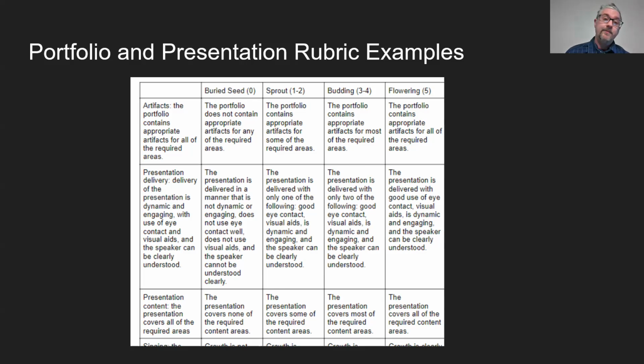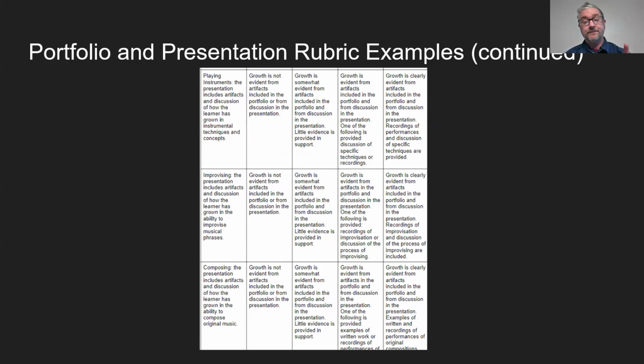Okay, so this is an example of some of the standards-based categories that I've put in. Playing instruments. The presentation includes artifacts and discussion on how the learner has grown in instrumental techniques and concepts. If you look over on the highest achievement side, the growth is clearly evident from artifacts included in the portfolio and from discussion in the presentation. The student includes recordings of performances and discussion of specific techniques that they've learned or that they're using. Those have to be provided.